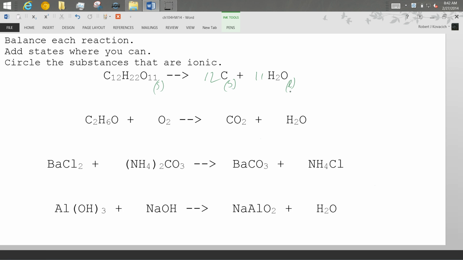What do we need to do to balance? 2 CO2s. Put a 2 in front of the CO2, that balances out the carbons. I put a 3 in front of the water, it balances out the hydrogens. And then I've got 7 oxygens on the right side. And so if I put a 3 in front of the oxygen here, I'll have 7 oxygens on the left side. Okay. How about states?